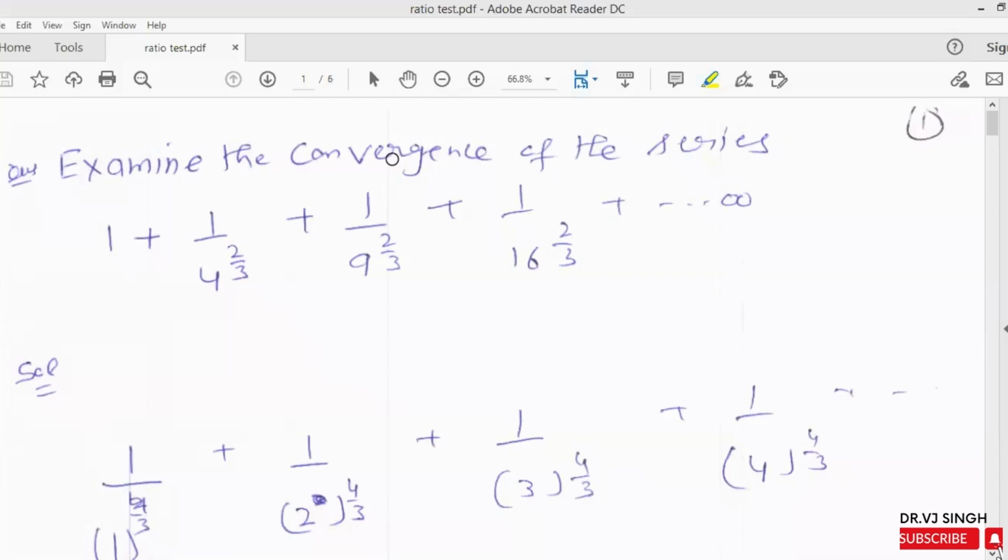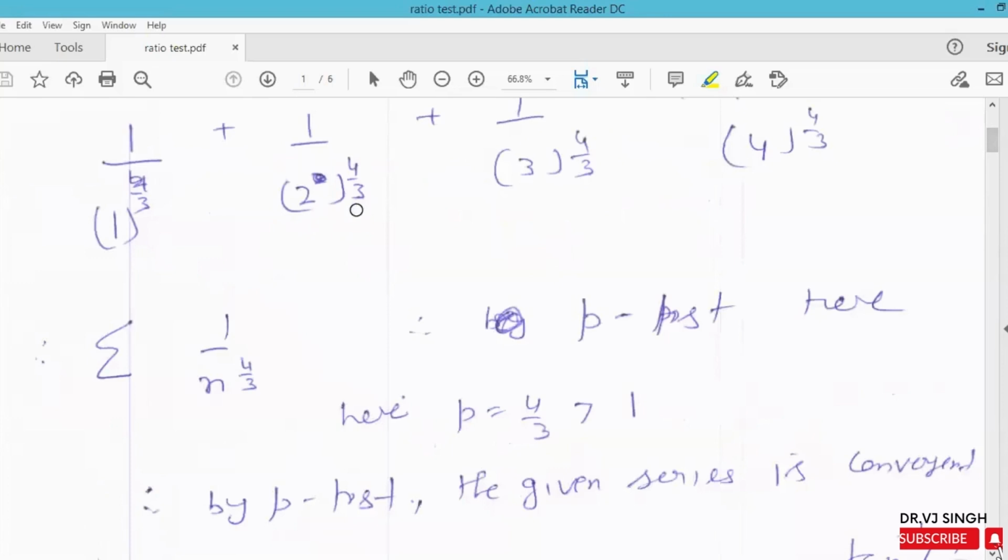Okay, so it can be written as: 4 is written as 2 power 2, 9 can be written as 3 power 2, 16 can be written as 4 power 2. So power 2 and 2 by 3 becomes 4 by 3. Similarly 3 power 4 by 3, and 4 power 4 by 3. So this one can be written as 1 power 4 by 3. It starts from 1, 2, 3, 4, and the nth term is 1 by n power 4 by 3.